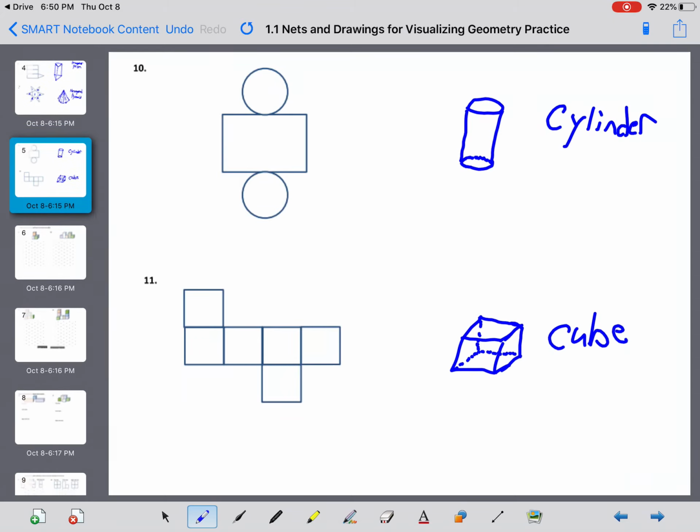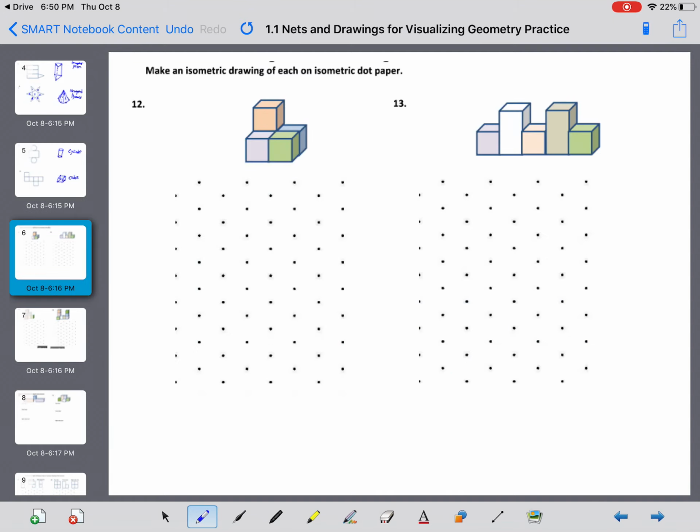All right. A little difficult, I know. The drawings can be tough, which is why we really try to mimic our drawings using dot paper. So for these, we need to make an isometric drawing of each of the figures given. All right, so this is basically exactly what we did at the end of yesterday's lesson. If you take a look, I'm going to start out with a cube.